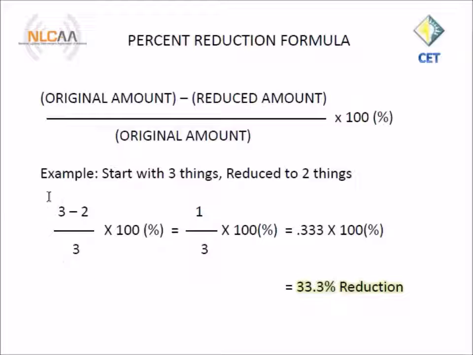Wait a minute. Sorry. I started out with 3/3. I was reduced to 2/3. The difference is 1/3, and that gives me a 33% reduction. Let me explain this a little further.